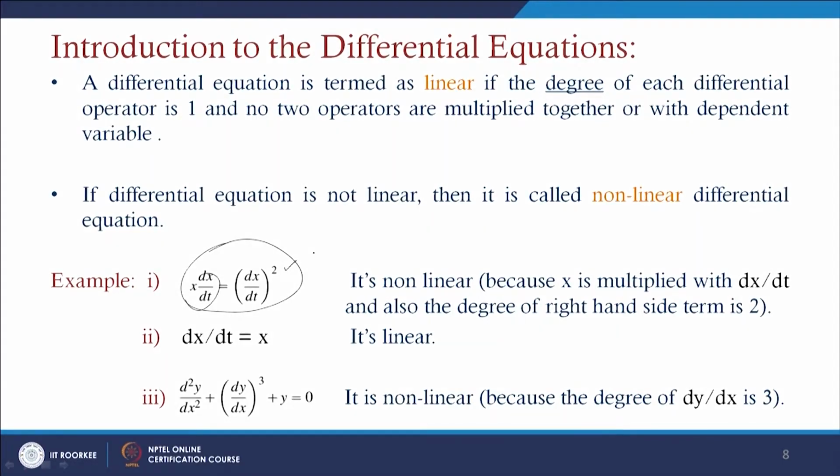But if you see here, dx/dt equals x, its degree is 1 and x is not multiplied with any of the factors. So, that is why it is called a linear equation. And if you see this third equation, d square y by dx square plus (dy/dx) whole cube plus y equals 0, it is non-linear because the degree of the dy/dx term is 3 here. So, that is why it is a non-linear equation.